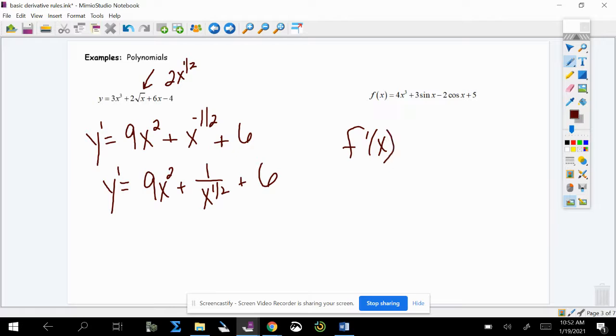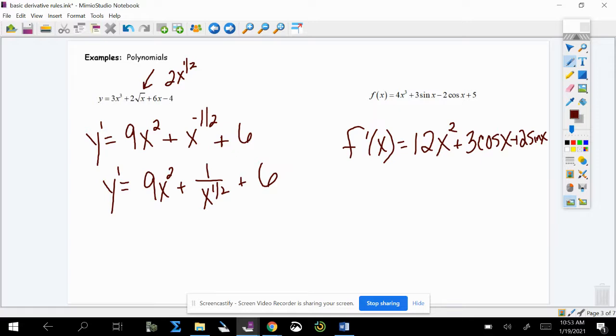So our derivative term by term, derivative of 4x to the third is 12x to the second. Power out front, power 1 less. Derivative of 3 sine x is going to be 3 cosine x. Derivative of negative 2 cosine x is going to be, actually the negative will cancel with the negative, since the derivative of cosine is negative. So you're going to end up with positive 2 sine x. And then the derivative of 5 is 0, so we do not need to write anything.